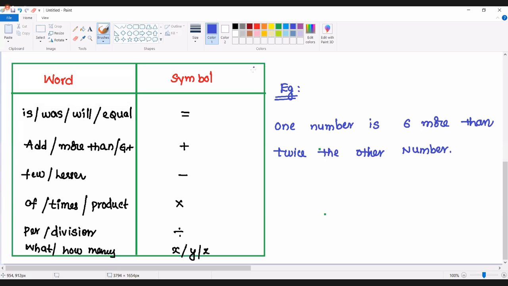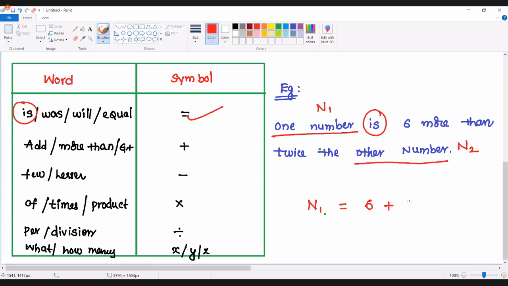How can we take this equation? One number is 6 more than twice the other number. One number value we don't know, let's assume it as n1. The other number value also we don't know, so let's assume it as n. As per the given data, one number is, and "is" is nothing but equality. Framing an equation using the words is a skill required, my dear. So n1 is 6 more than, that is 6 plus, twice the other number, 2 times the other number. So this is the equation which is required.